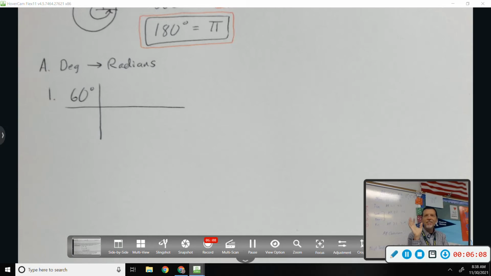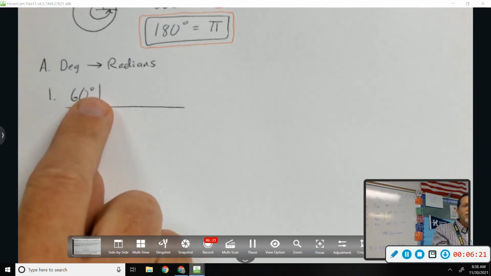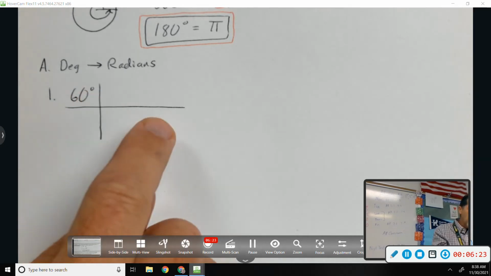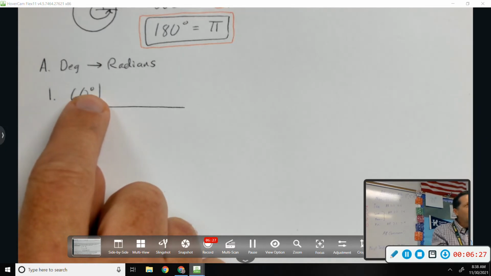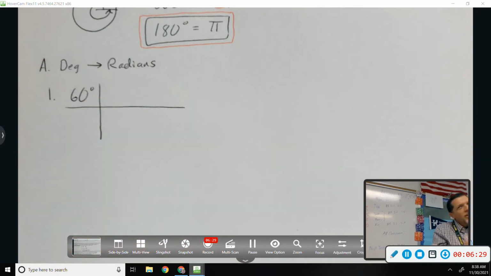But even if you don't understand liters and moles and atmospheres and all that stuff, you could at least make the units work out. And that's what we're going to do today. The good news is you don't even have to know any chemistry today. You just have to make the units work out. So if there's degrees in the top and I want to change it to radians, so I want degrees to go away, I better have degrees in the bottom.